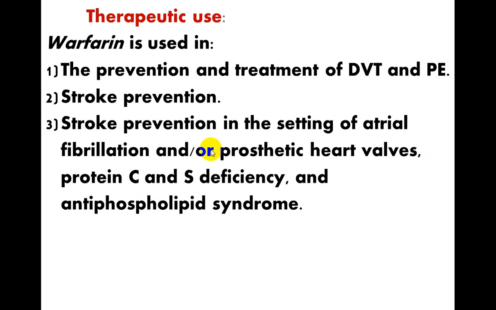A prosthetic heart valve increases the probability of thrombosis. So warfarin is necessary to prevent this thrombosis and to prevent stroke. Protein C and S deficiency are one of the hereditary causes of thrombosis and stroke. Antiphospholipid syndrome is a connective tissue disease or autoimmune disease that might lead to stroke.